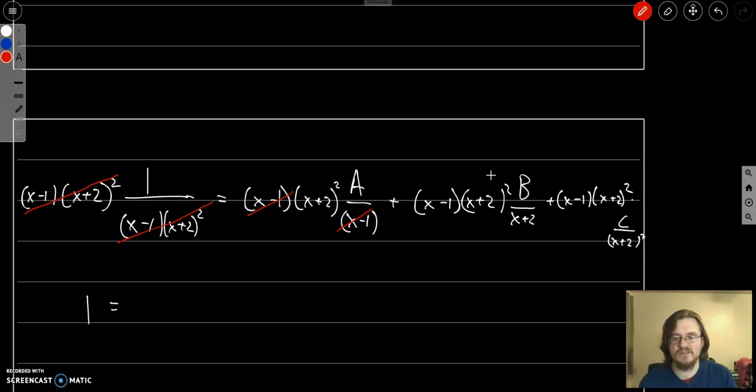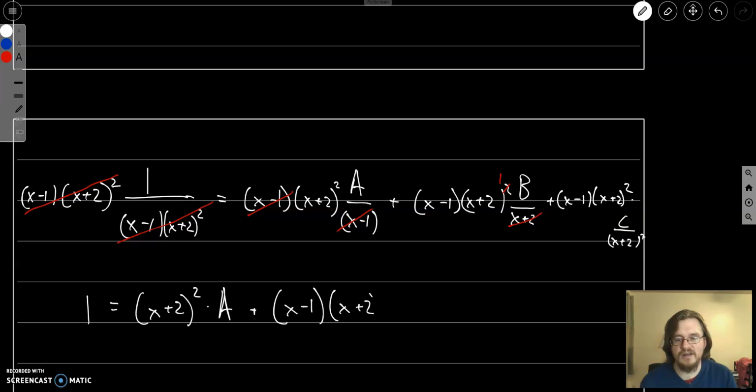x minus 1 cancels with x minus 1. So I've got x plus 2 squared times a. Over here, an x plus 2 cancels out with one of the factors of x plus 2. So I'm left with x minus 1 times x plus 2 times b. And then over here, the x plus 2 squared and the x plus 2 squared will cancel, and I'm left with x minus 1 times c.